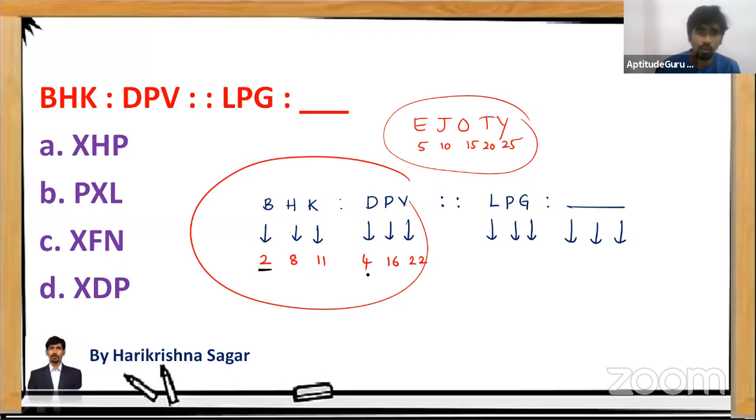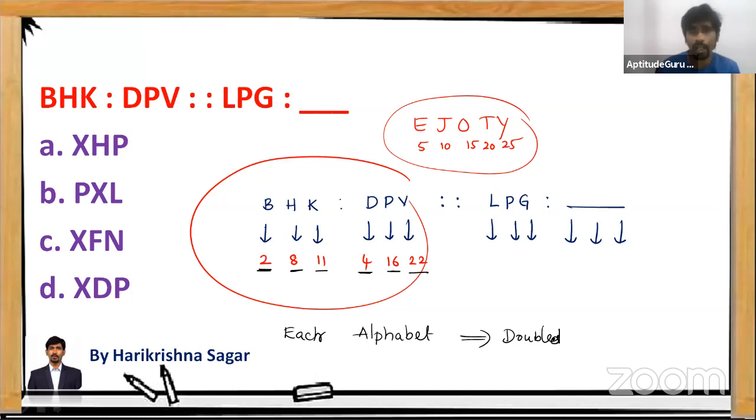You can observe 2 becomes 4, 8 becomes 16, 11 becomes 22. That means, can I say each and every alphabet position becomes double? So that is what is happening here. Each alphabet is double. The same thing should happen for finding your answer.